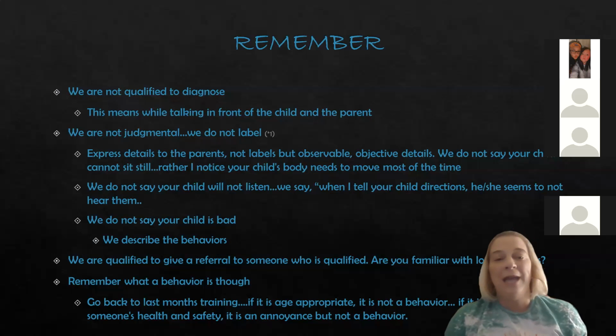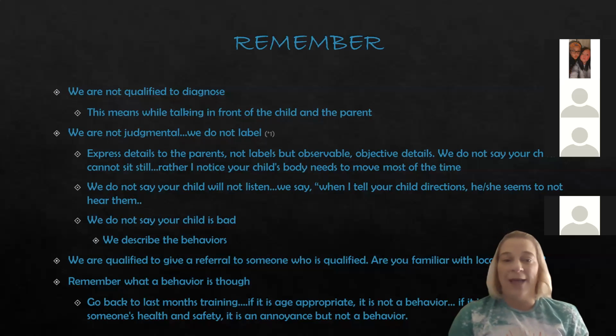The way to handle it is you express details to the parents. Not a label. If you've ever had to fill out a child abuse form, you can never be subjective. You can't say it looks like somebody burnt him with a cigarette, or it looks like somebody's handprints are on his arm. You have to say there is a 1 inch bruise that is 1/4 of an inch wide, 4 marks on the arm. That's what we need to do when we're talking to the parents about their child.